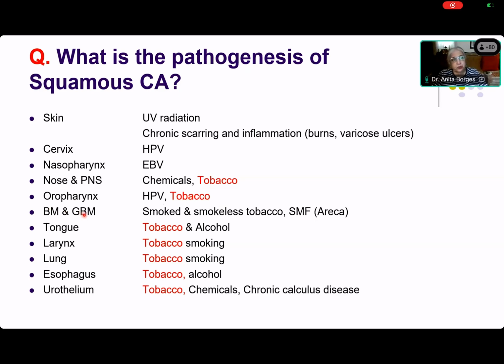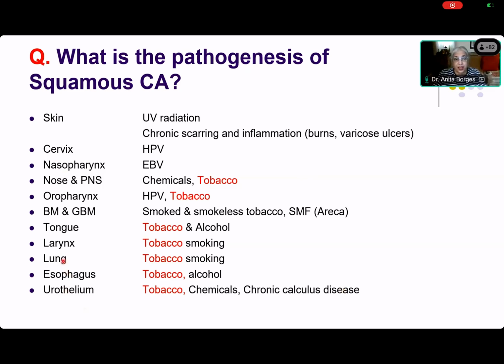Buccal mucosa, gingival mucosa: smoked and smokeless tobacco, and to that maybe a cofactor, submucous fibrosis, which is areca. Then you look at tongue, larynx, lung, esophagus, urothelium. All of them are tobacco. In the urothelium, you might have chemicals, but even without them, if you have chronic calculous disease, both in the bladder as well as in the renal pelvis, you will get squamous carcinoma.